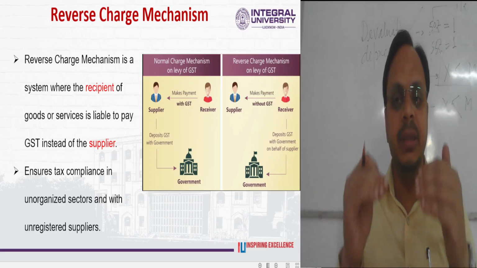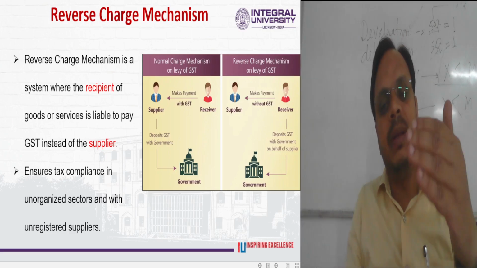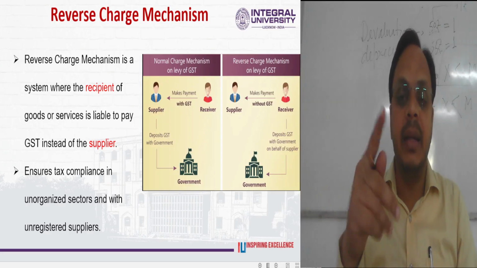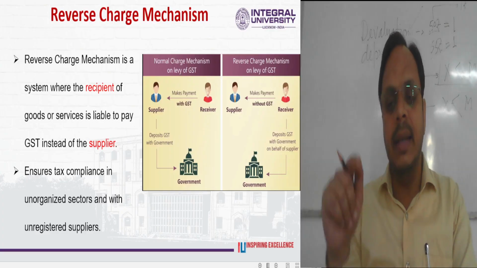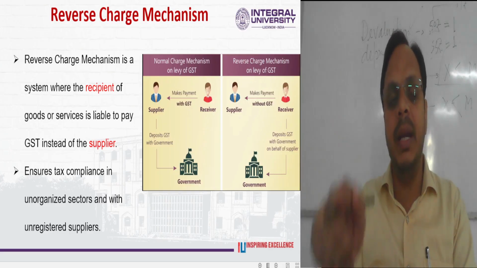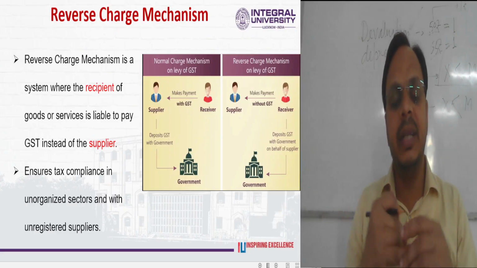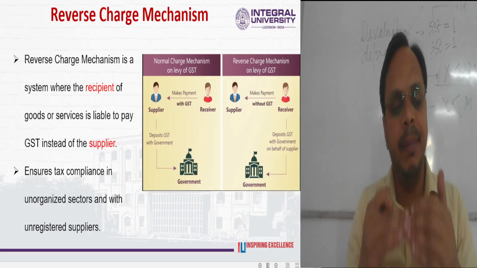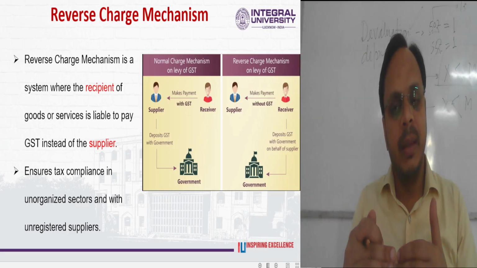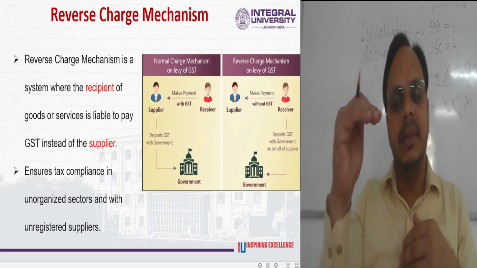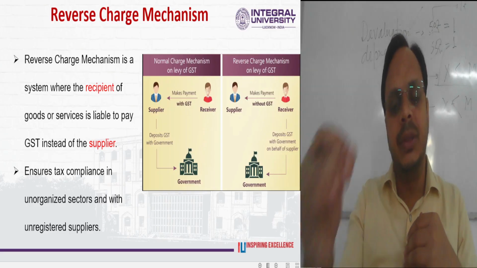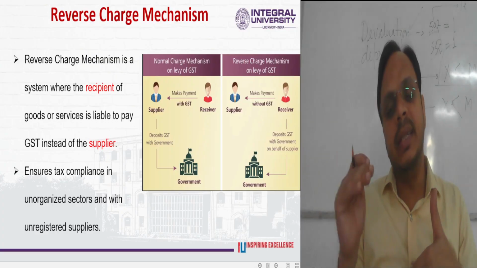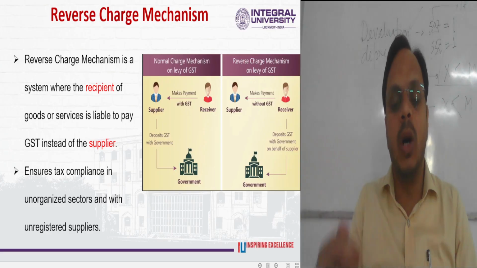But in RCM, reverse charge mechanism, the supplier supplies goods to the recipient and the recipient makes the payment to the supplier without GST, and that GST is paid to the government by the recipient of the goods. In the normal course, the supplier pays the GST to the government, but in reverse charge, the receiver pays the tax to the government. In RCM, the receiver deposits the GST with the government on behalf of the supplier.